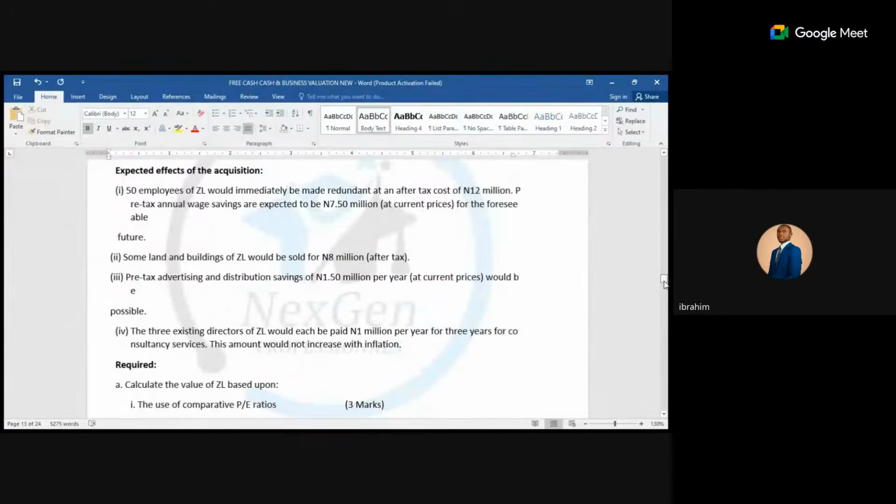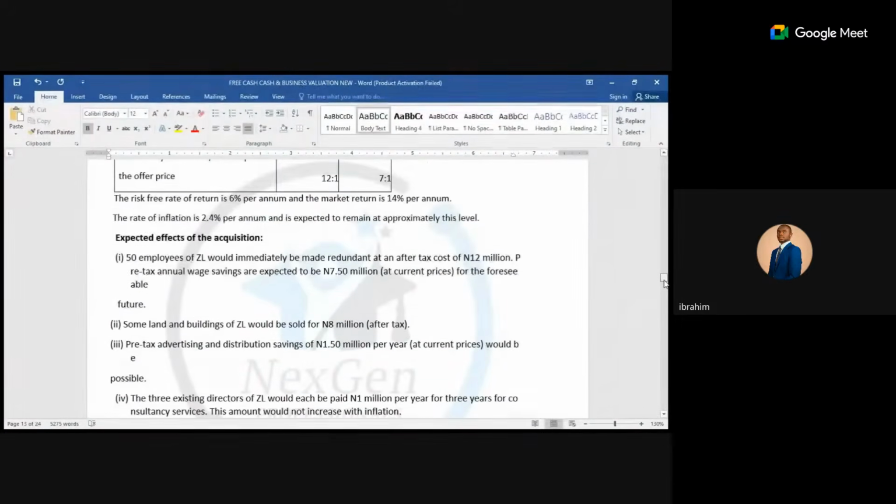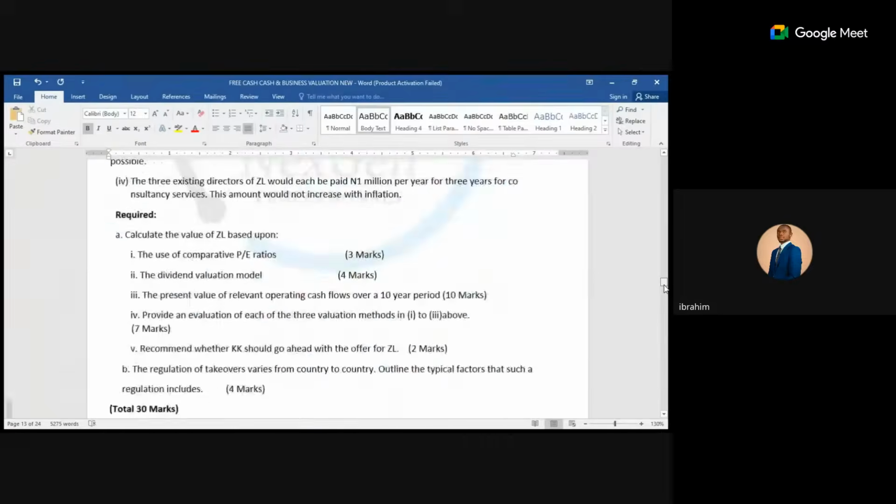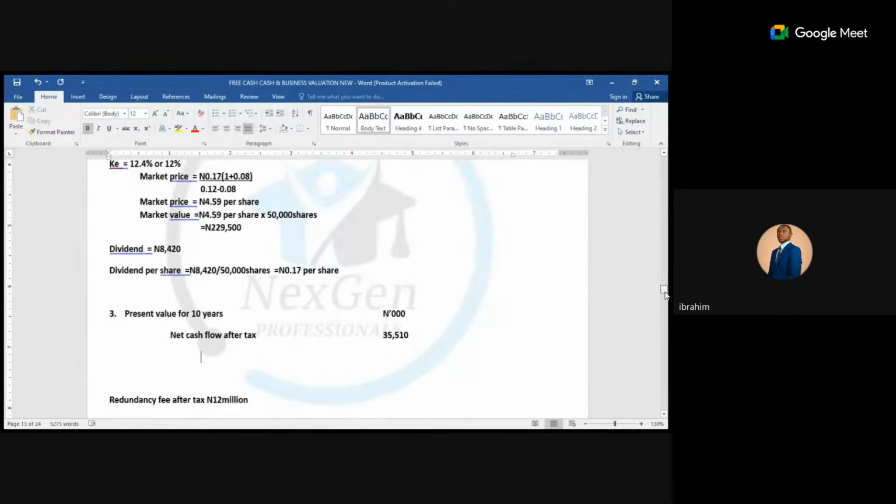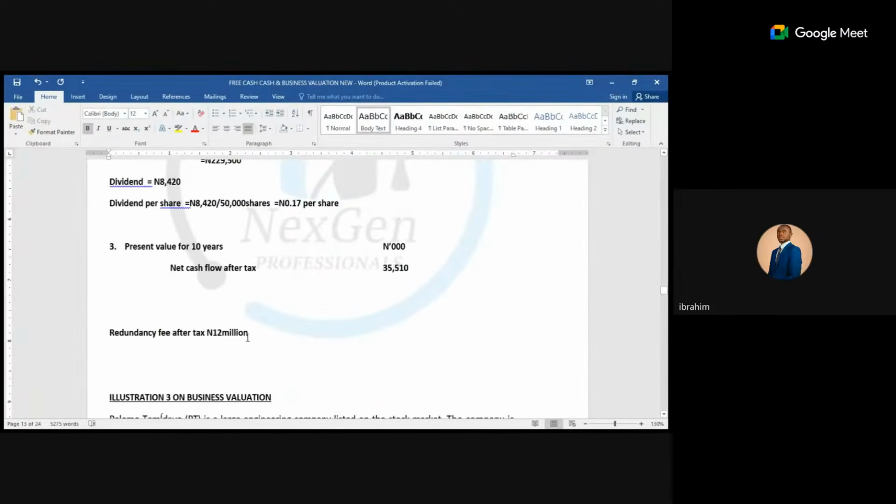Now, I just want us to analyze it so that we have an understanding of this question. Then we'll move from there, right? The pre-tax annual wage savings, they've not considered tax, and they said it is pre-tax. The redundancy fee, they have to pay it out. It is a cash outflow, but it is after tax. But the second one is pre-tax, before tax. So that is the reason why I didn't add it here. So let's do something.